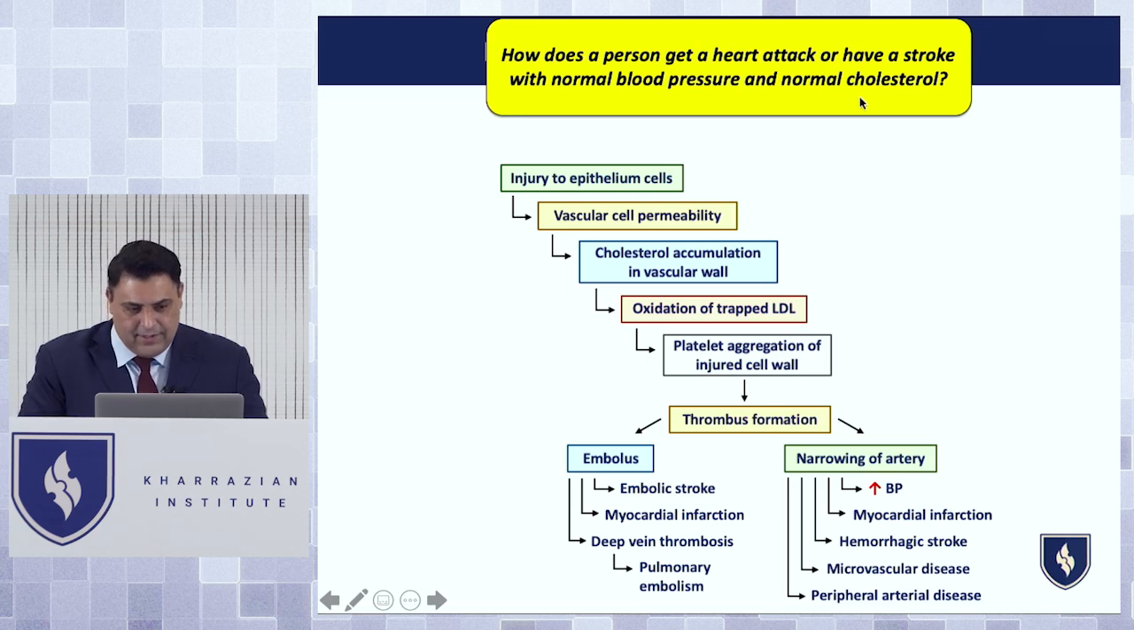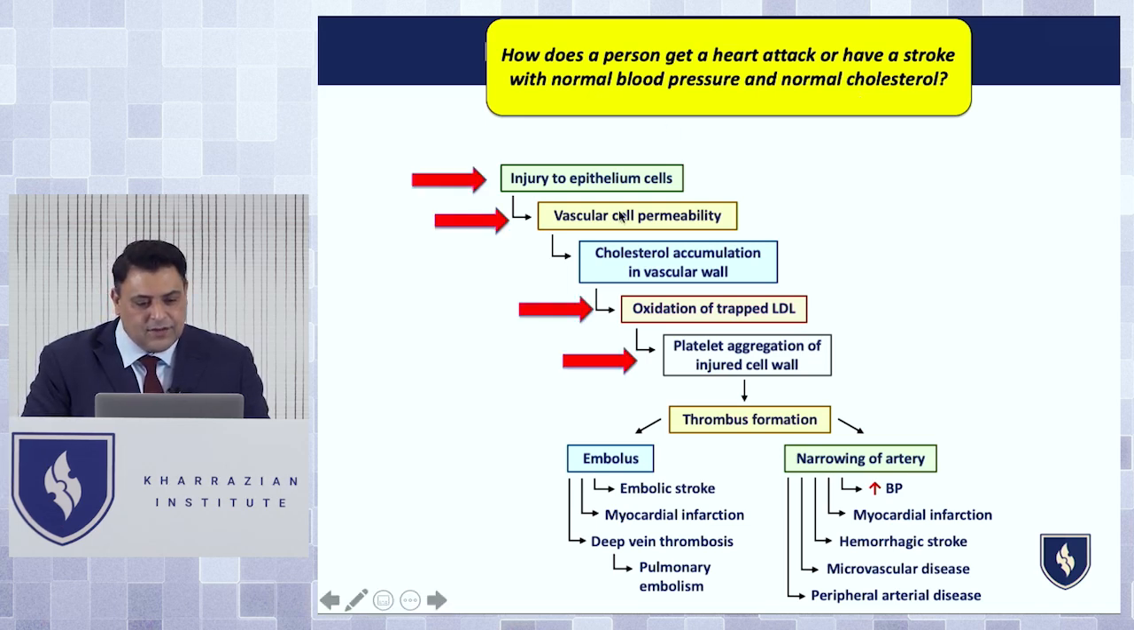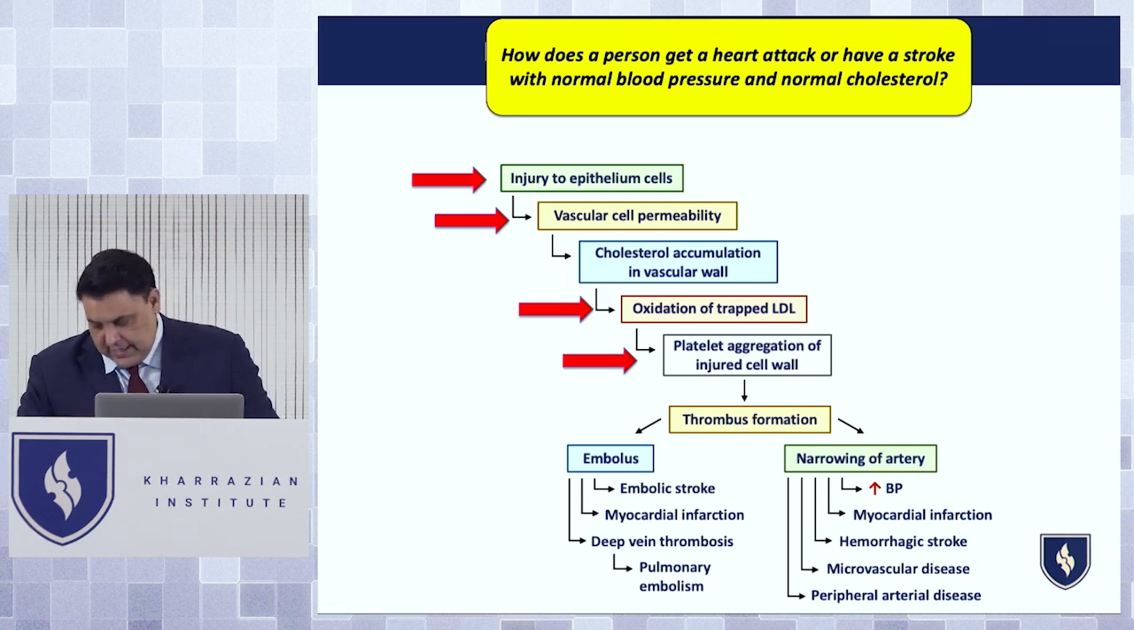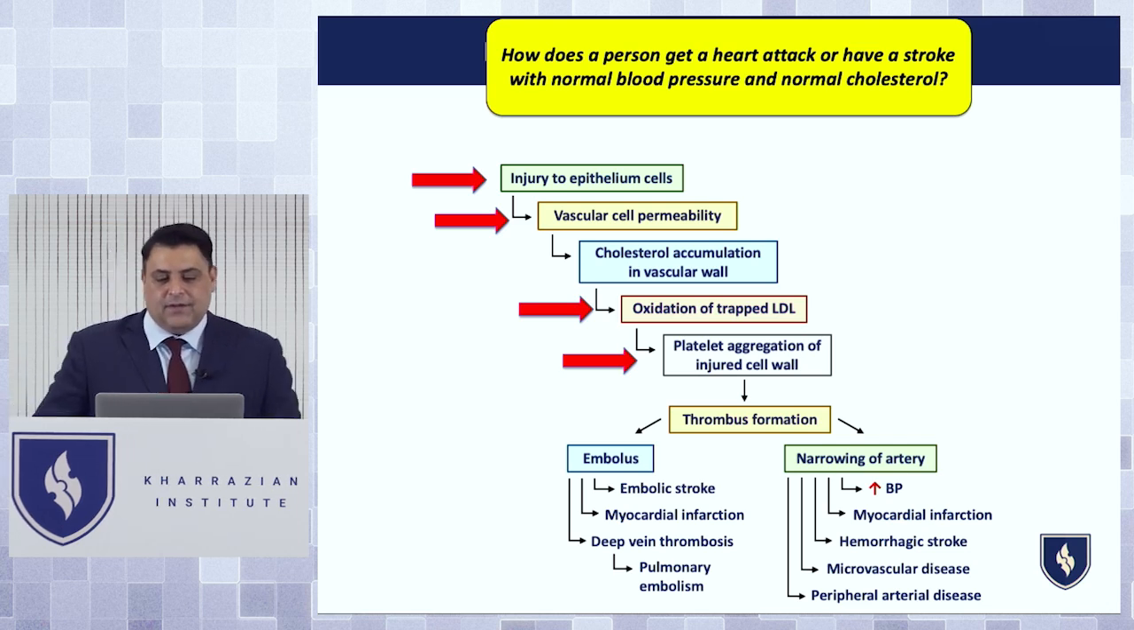Because you could have someone that has normal cholesterol, normal blood pressure, that has something that's increasing injury to the epithelium, like a chronic pathogen, like chronic viruses, like H. pylori. Think of H. pylori. H. pylori is to the vascular endothelium what hepatitis C is to the liver. Hepatitis C destroys the liver. H. pylori goes in and destroys the vascular endothelium.